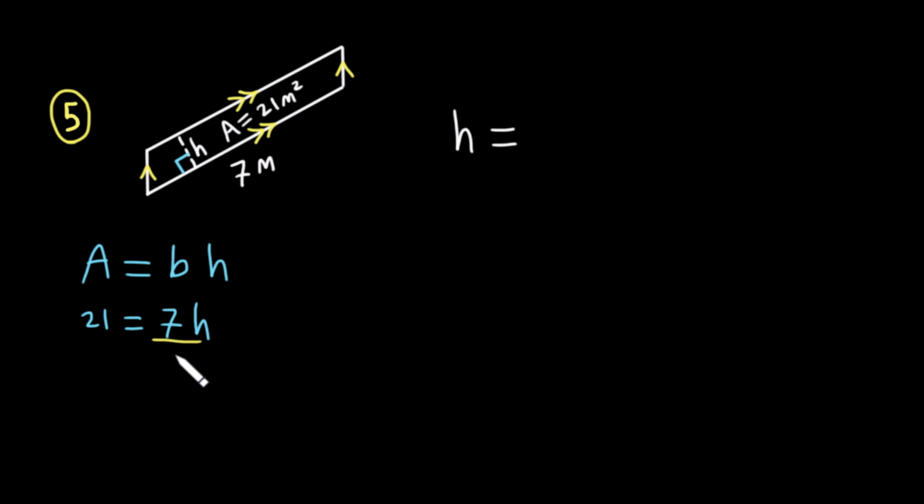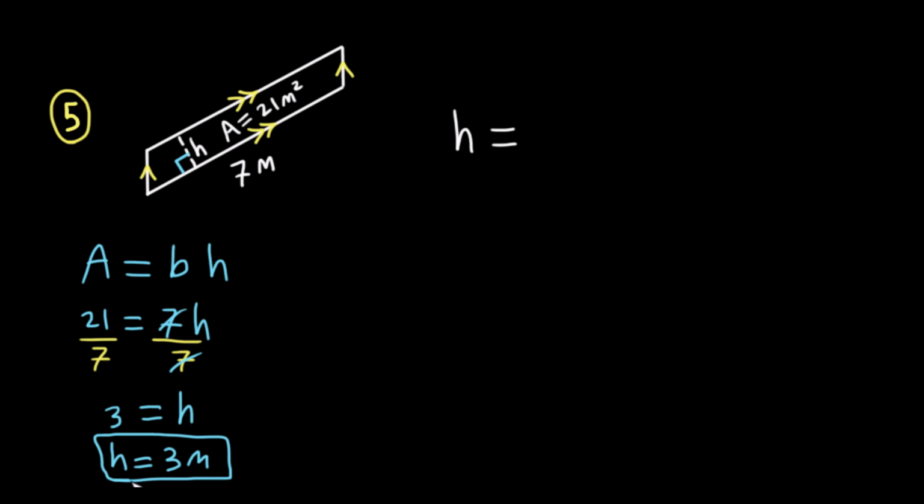Now divide both sides by 7 to get rid of the 7. So this cancels with this, so we have h here, and here 21 divided by 7, which is 3. Now let's rewrite this one: h equals 3, and of course meters. So we found the height, which is 3 meters. That's it.